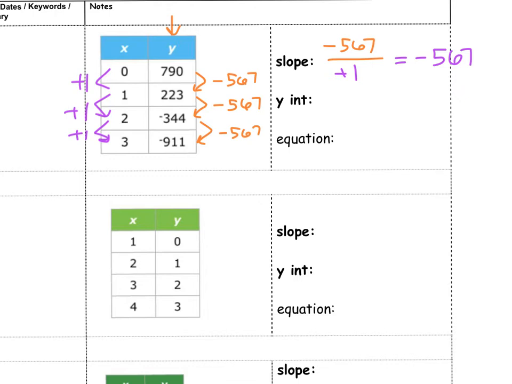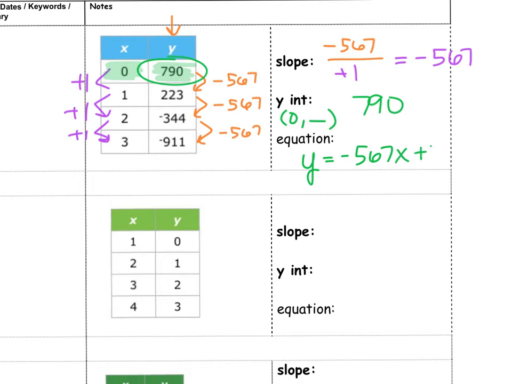I then need to see how I can identify my y-intercept. Remember, y-intercept, we're looking for the point 0 something. When that x value is 0, I can see the y-intercept. When I look at my table, I see x is 0 here, and so I am easily able to identify my y-intercept is 790. Now that I have those two parts, I can write my equation. Y equals negative 567x plus 790.